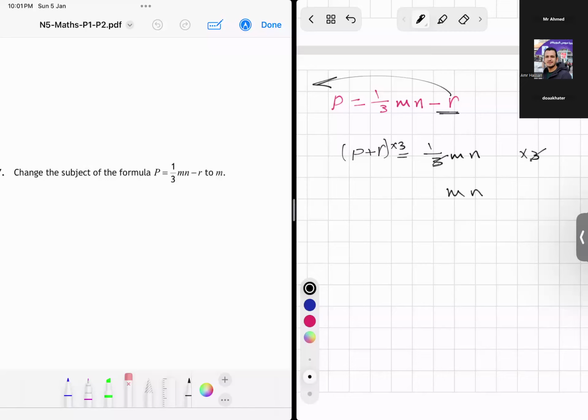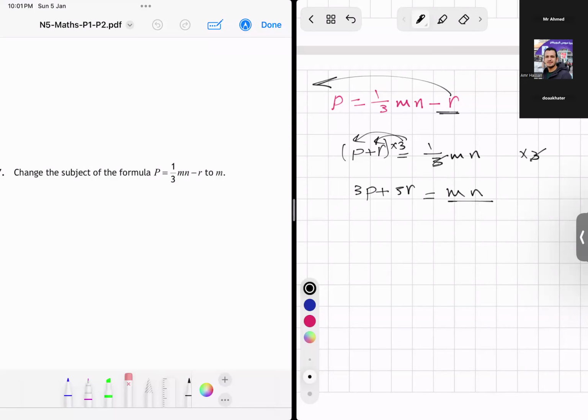So it's going to be Mn. This one, if you want to distribute it, it's okay. I'm going to keep it. Well, for me, let me try to distribute it. So it's going to be 3p plus 3r, right? But I haven't done it yet. I need to get m by itself. So what do you think?